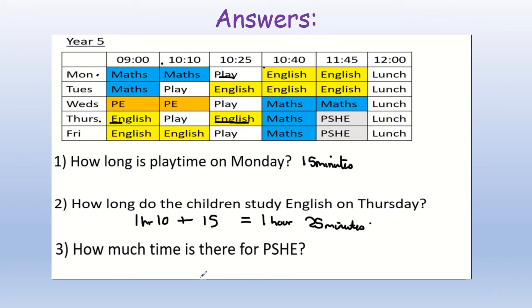And how much time is there for PSHE? Well, if we look on the timetable, PSHE is here on a Thursday and a Friday, and it's 11:45 until 12, which means each of them are 15 minutes each. So 15 times 2 means that there is 30 minutes or half an hour of PSHE. How did you do with these questions? Did you get the same answers as I did? Well done.